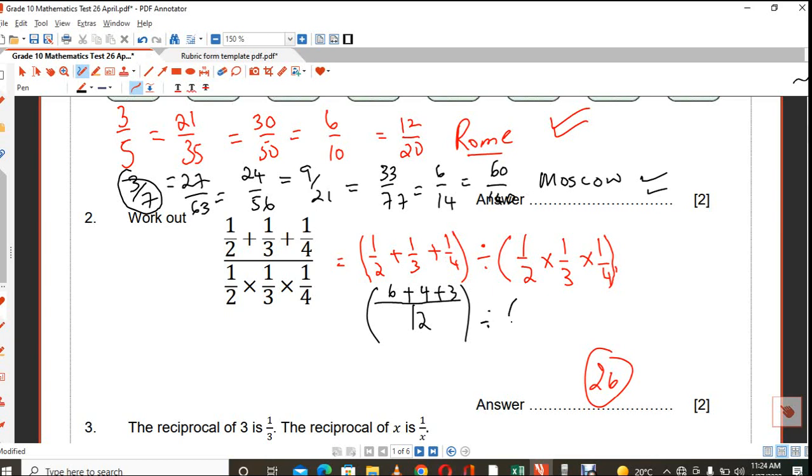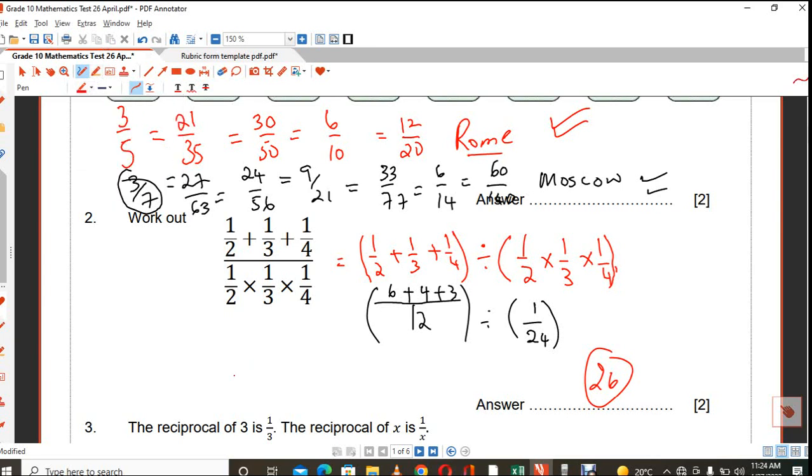Now here, you are just multiplying numerator with numerator with numerator. 1 times 1 times 1 is 1. And 2 times 3 is 6, and 6 times 4 is 24. That's the answer. Are you with me? Now let's add the numerators there because I'm running out of space.